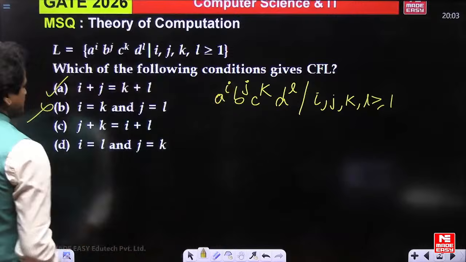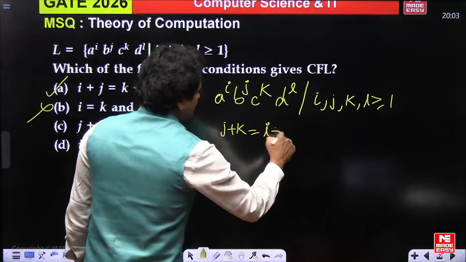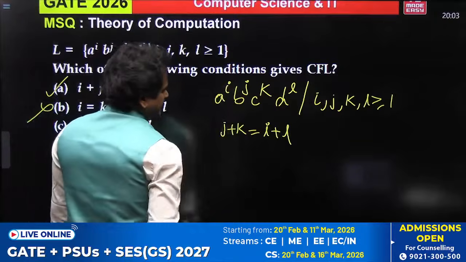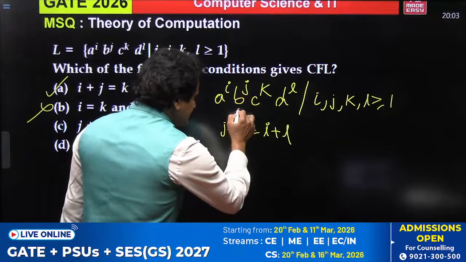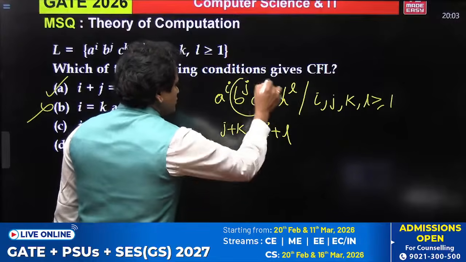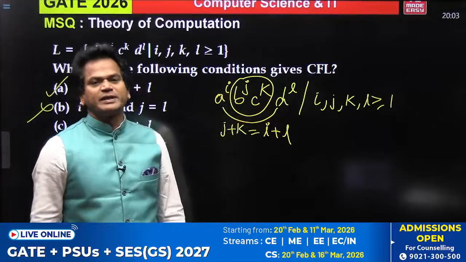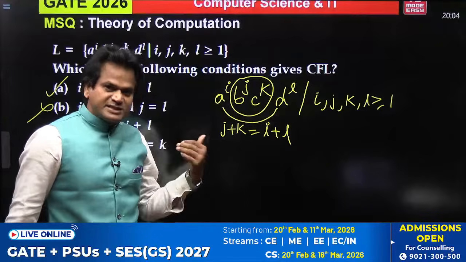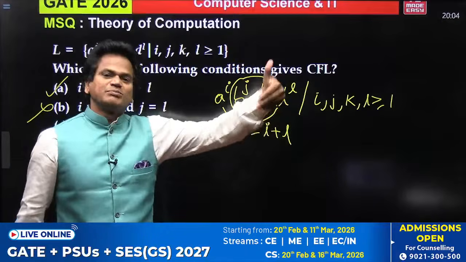And coming to option C, j plus k equal to i plus l, or i plus l equal to j plus k. So what we do, we push all the A's. When B comes, the sum of these two must be equal to the sum of these two. So we push all the A's. When B comes, we pop the A's. If A's are finished, and B's are still coming, then we push B's and also C's. Then when D comes, we pop the symbols in the stack.